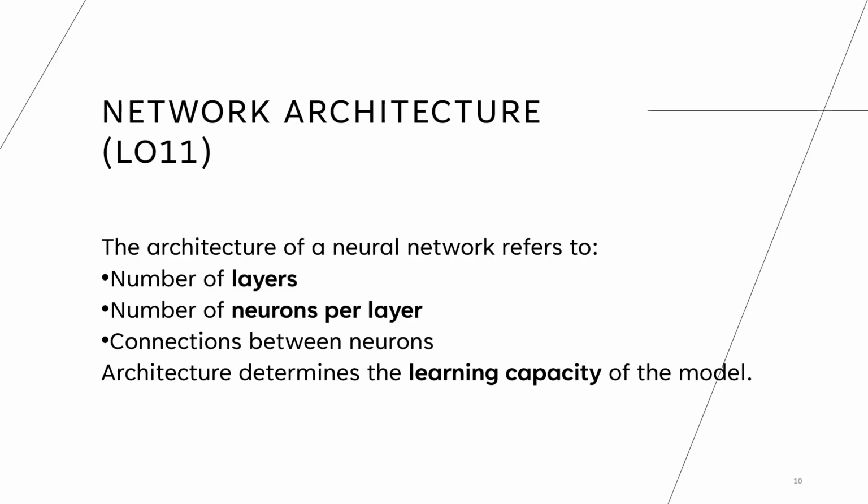For example, adding more layers allows the network to perform additional transformations on the data. Increasing the number of neurons within a layer gives the network more capacity to represent patterns in the data. Because of this, the architecture of a neural network plays a major role in determining how well the model can learn from the data. Choosing an appropriate architecture is therefore an important step when designing a neural network model.